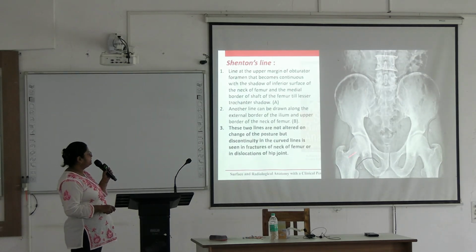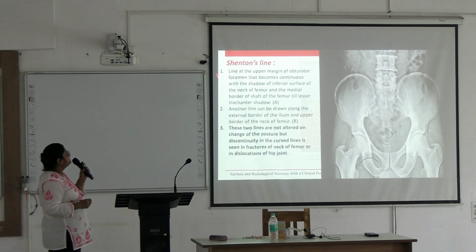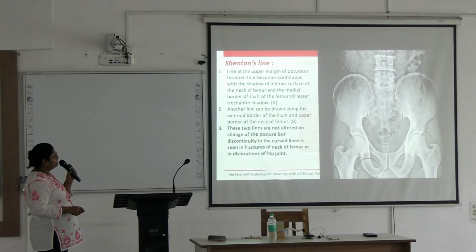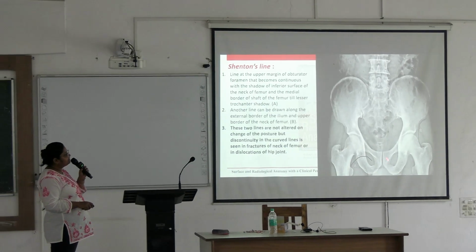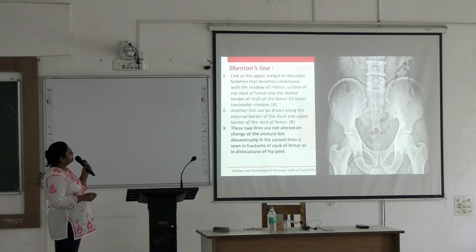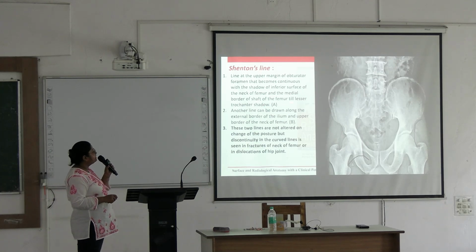Next is Shenton's line. Here, this line is Shenton's line. Okay. What is it? A line at the upper margin of the obturator foramen. This is obturator foramen. So, along the upper margin of obturator foramen, and that becomes continuous with the shadow of inferior surface of neck of femur and the medial border of shaft of femur till the lesser trochanter shadow here. From this upper margin of obturator foramen, this line is being continuous with the lower margin of neck of femur up to the level of this lesser trochanter. Okay, so this line is Shenton's line.